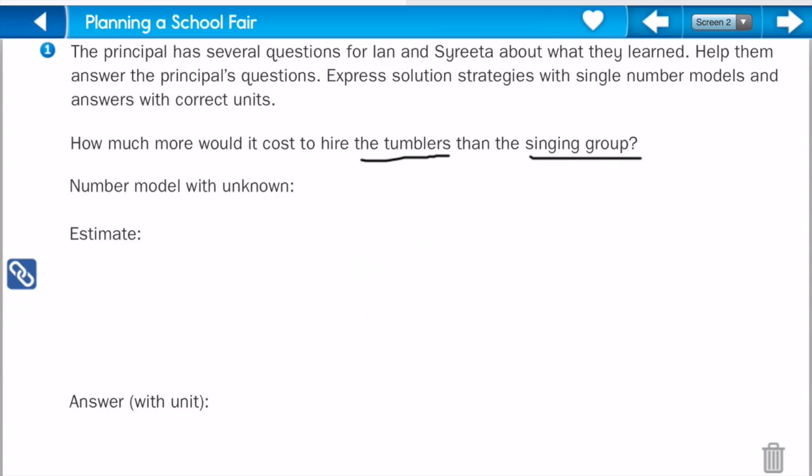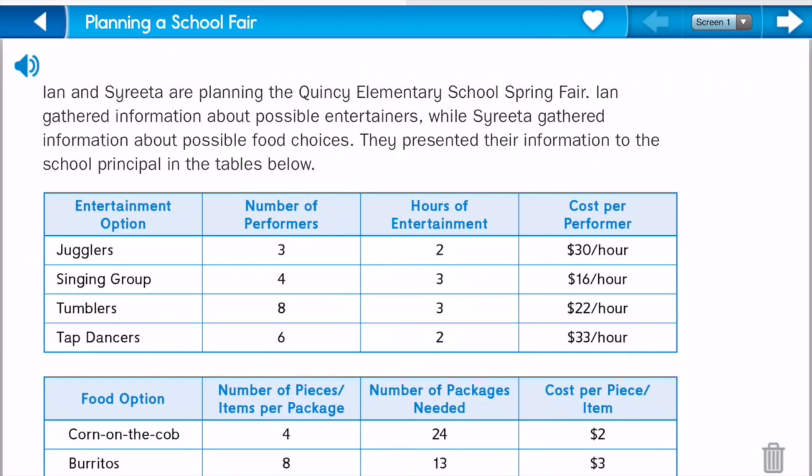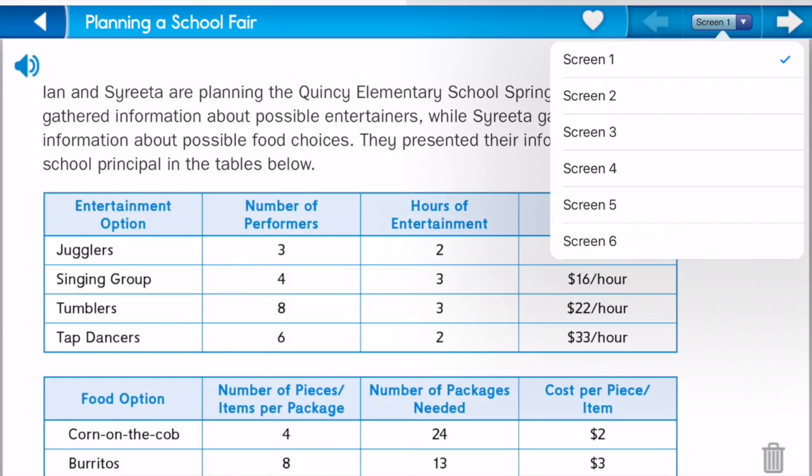So the important thing we need to look at when we look at this chart, we're looking at the tumblers and the singing group, okay? So the singing group, there's 4 performers, and they're going to be entertaining for 3 hours, and it costs $16 an hour per performer. So you have to pay each of the singing group $16 an hour. Okay, and the tumblers, there's going to be 8 performers for 3 hours of entertainment for $22 an hour, okay? So, let's go back.